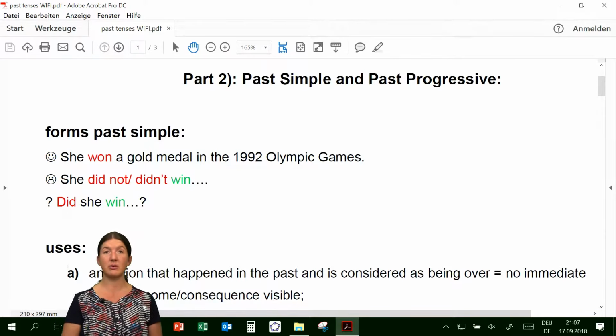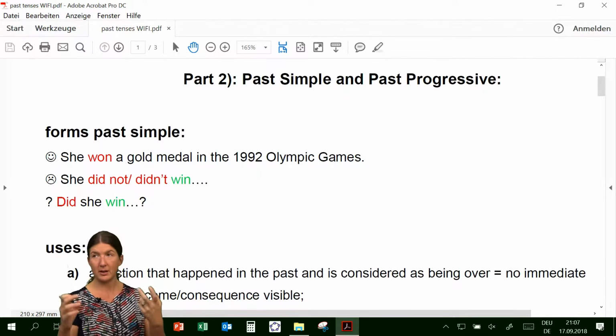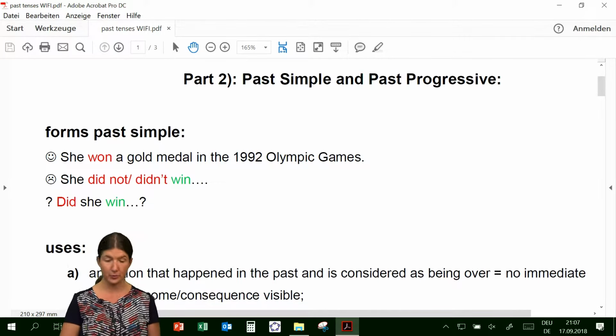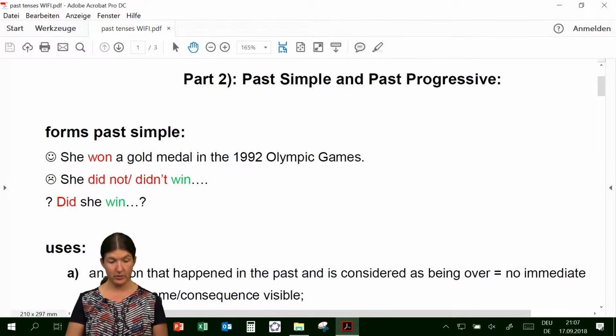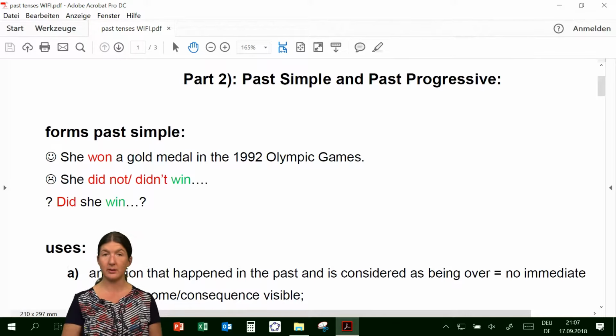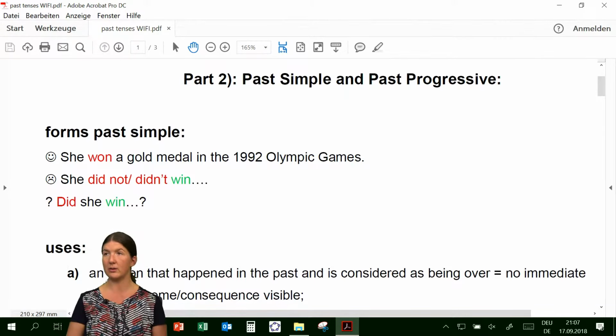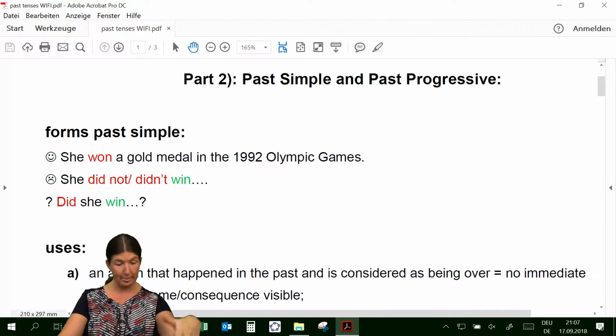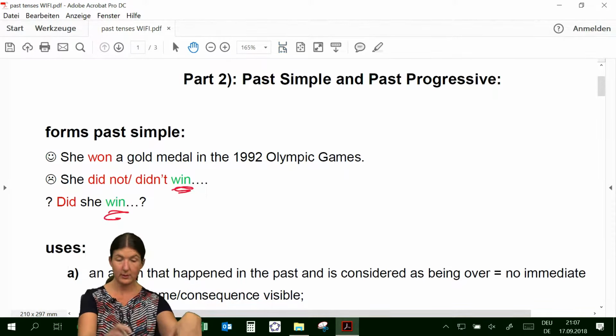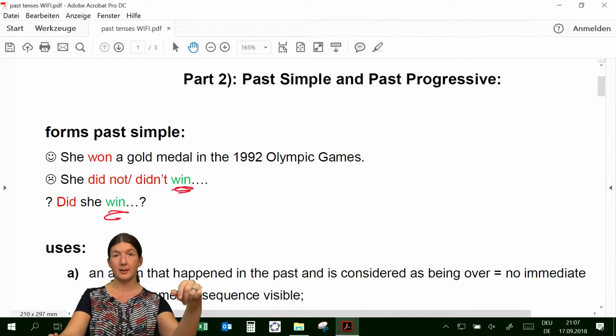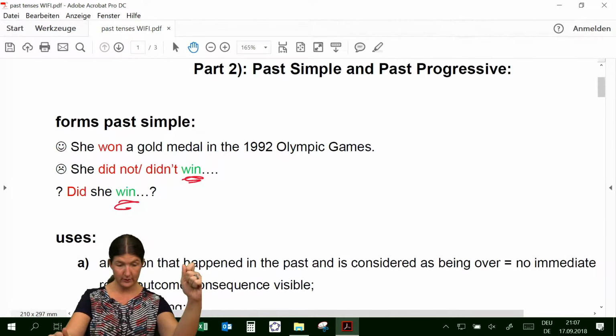We have the did, which is an auxiliary. We don't really translate it, but we need it for the formation, and that's the only thing that is in the past tense. We use the main verb of the sentence in its base form. The same holds true for the questions: did you win a gold medal in the 1992 Olympics? We don't know, and we are inquiring about history. So the only thing, be careful about the base form in negations and questions.